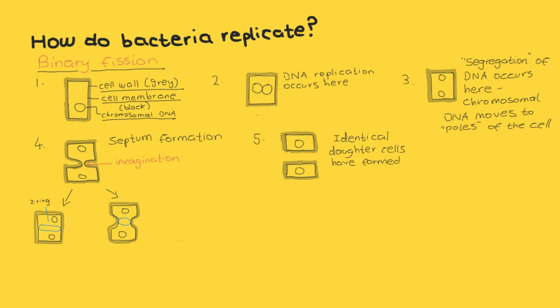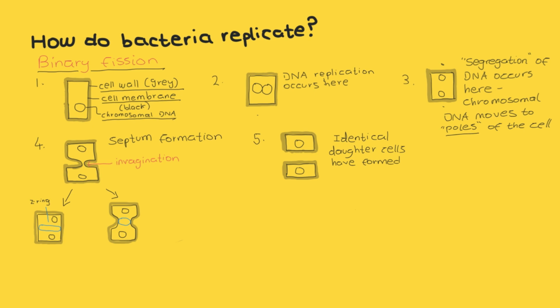In step 3, segregation of DNA occurs. Segregation is basically a fancy term for saying that the 2 copies of the chromosomal DNA move to the opposite poles of the cell. The word poles basically refers to a side. So this is one pole of the cell right here. This is another pole of the cell. So you can see that both copies of the chromosomal DNA are moving to opposite poles of the cell.